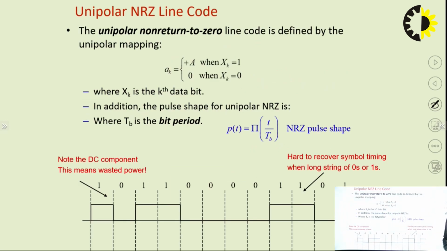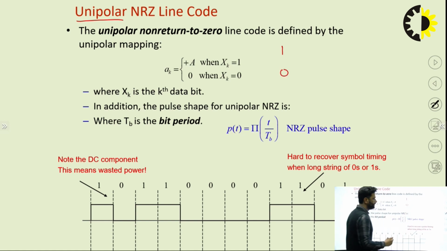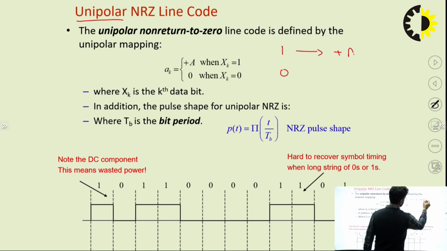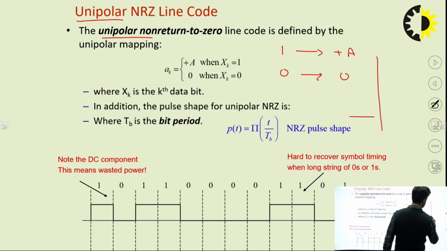Now the unipolar NRZ line code. What is unipolar NRZ? Unipolar has only one polarity for the bit. NRZ is non-return to zero. Here we have the bit 1 or 0, right? Now 1 will be represented by a plus A voltage and 0 will be represented by 0. Only one polarity will be there, that is why it is called unipolar. Unipolar is judged by the y axis, this axis only.